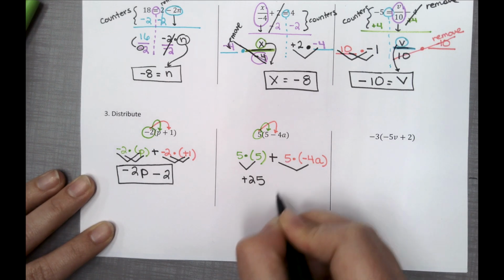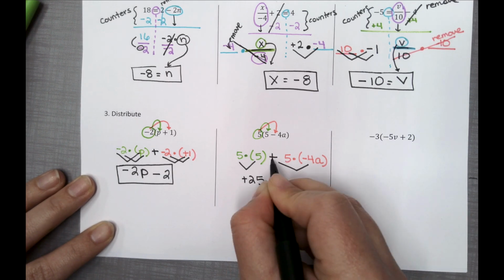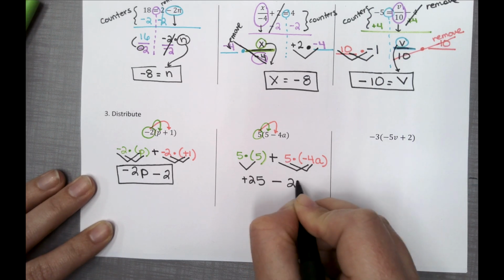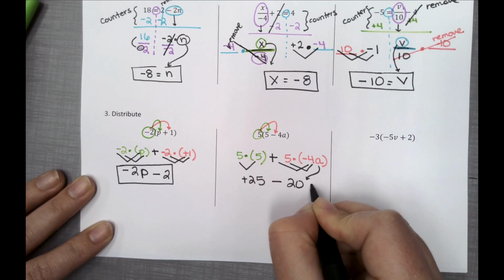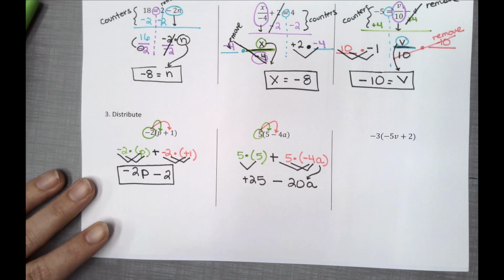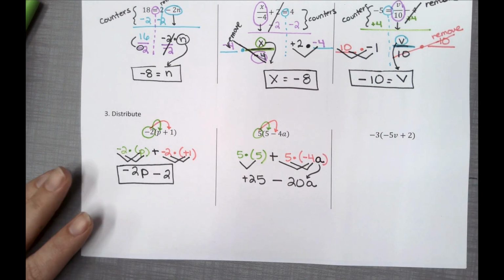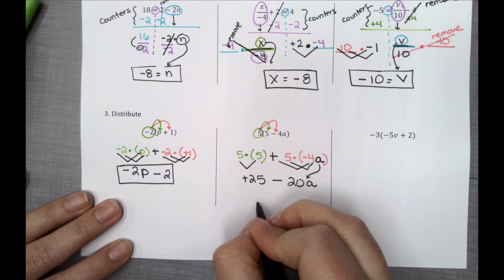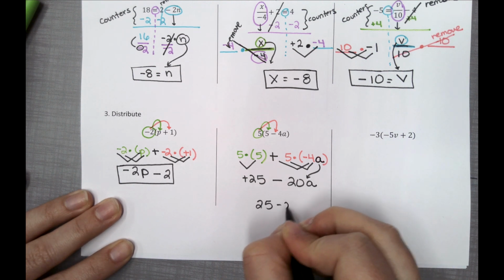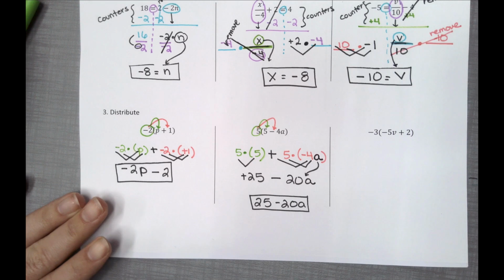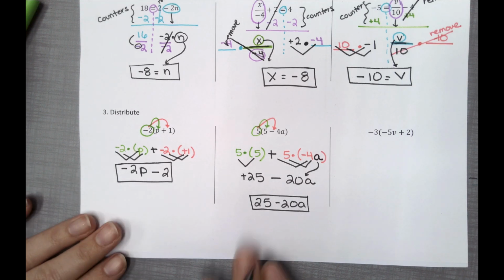Positive 5, negative 4, which is opposites, which is different. Plus and minus are different. Minus 5 times 4 is 20. Yes, I have a letter. I have to write that letter here. So if you see a letter like A, X, W, V, P, you got to keep the letter. So here we have positive 25 minus 20a. Remove that plus in the beginning. It's unnecessary. It looks icky. Okay, we want to keep it pretty.